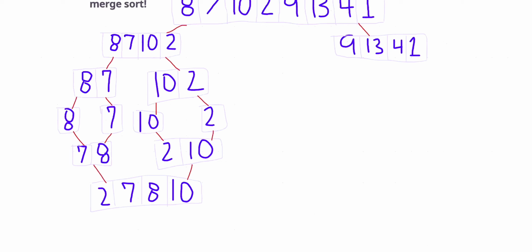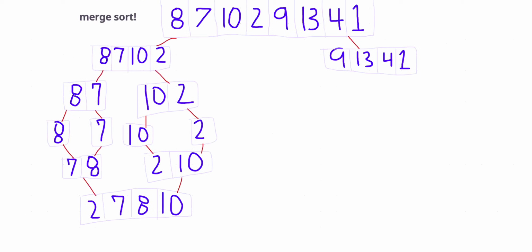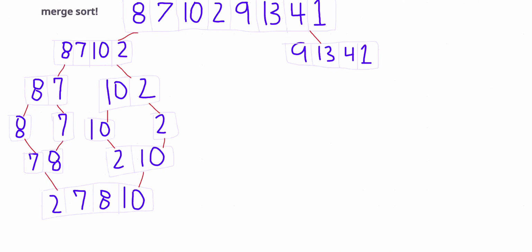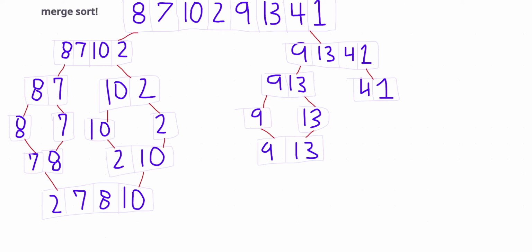Now that we're done with the left side, we move back onto the right and do the same things we did on the left. So we break this up into 9 and 13, and 4 and 1. We then do what we did on the left side, and we break this down into a 9 and a 13. And now that we have once again reached single elements, it's time to call merge and merge these back together. Note that this is our fourth call to merge.